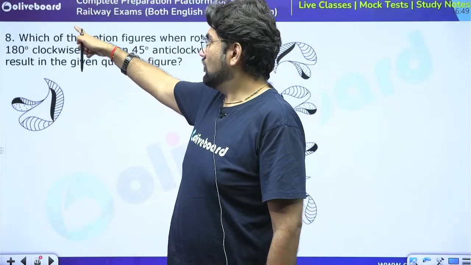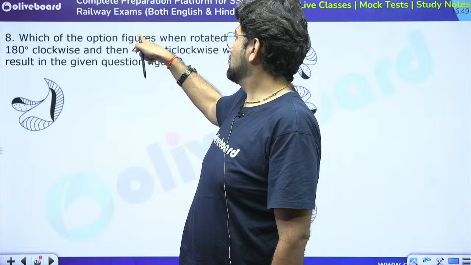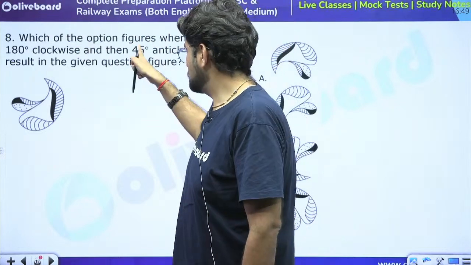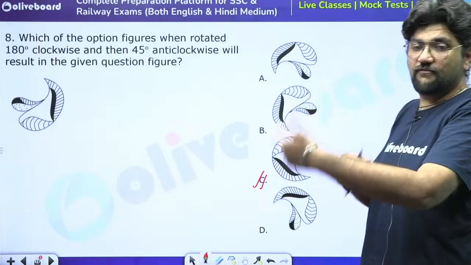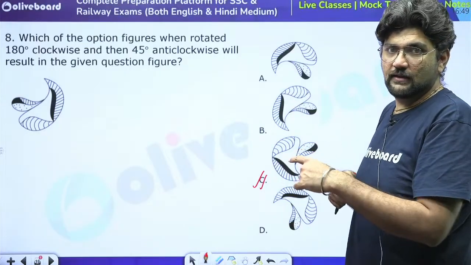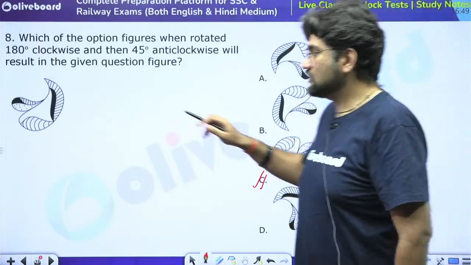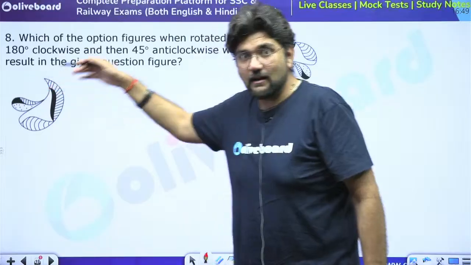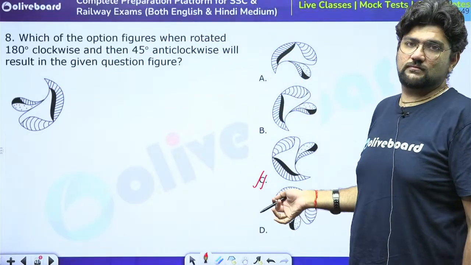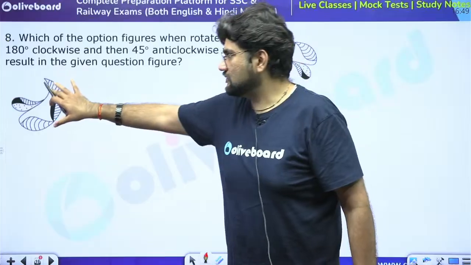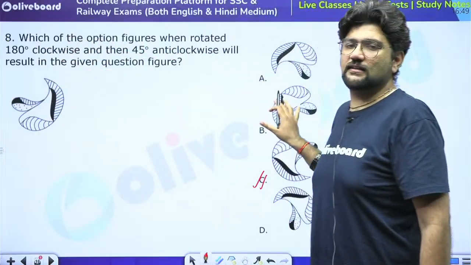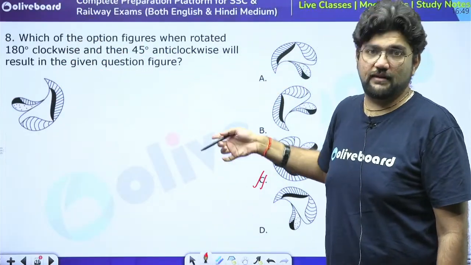Read it. Which of the option figures, when rotated by this, will give you this as the answer? They have exchanged, they have flipped the question altogether. This time they are telling you, this is my answer. Tell me what was the question. But because it is given in that order, you will observe that this is the question, apply this and get the answer. It's not simple application, it's reverse application.